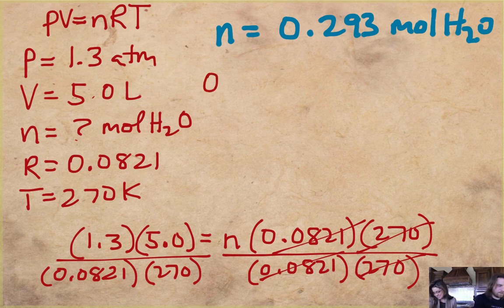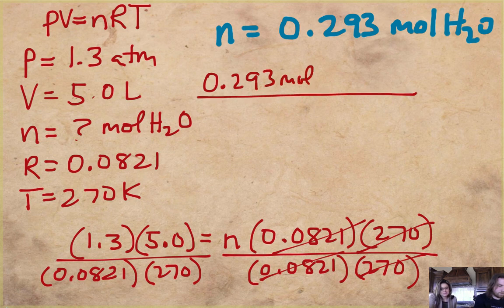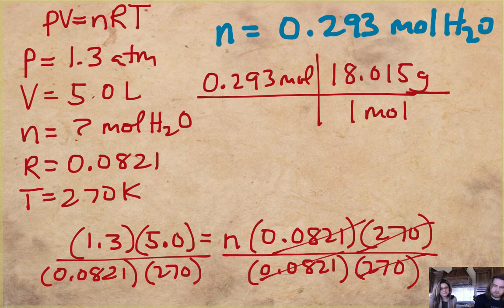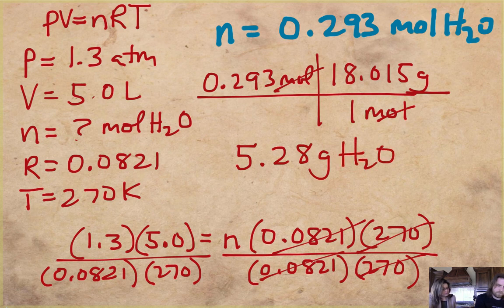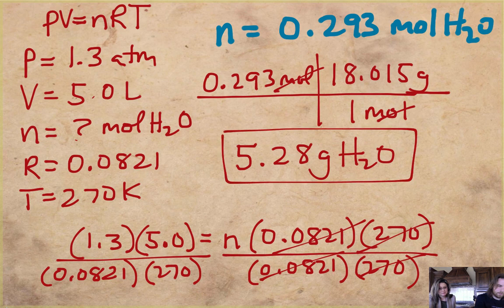So we've got moles of water, train tracks. Let's extend that a little bit. I know 1 mole of water is 18.015 grams, where my moles cancel out. Multiply those two together, and we end up with 5.28 grams of water vapor, 5.28 grams of H2O vapor. And we're done. That is it. Boy, that seems really easy.